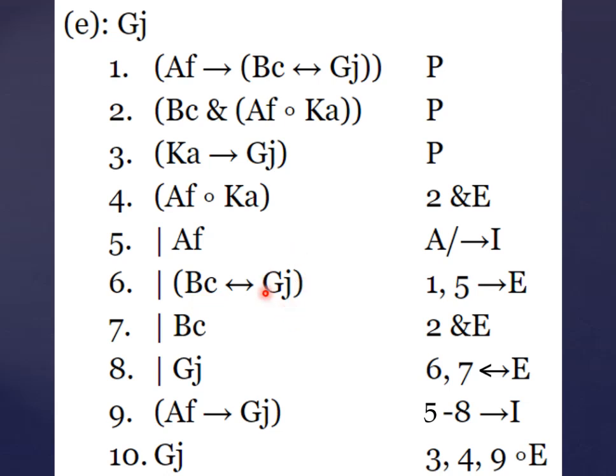It's easy now to get GJ out of this biconditional. I just need to get BC, and I know how to get that. We talked about that. We use line 2 and we use conjunction elimination. I get BC. And then I'm able to use lines 6 and 7 together, and I do biconditional elimination and get GJ out of that. Now I've deduced GJ from AF, and so I can stop this subderivation. I can discharge it, and I move back to the left, and I cite lines 5 through 8, arrow introduction, and then now I have all three of the things I need.